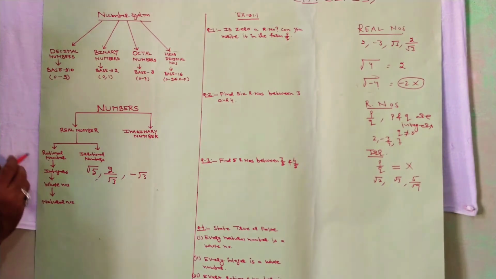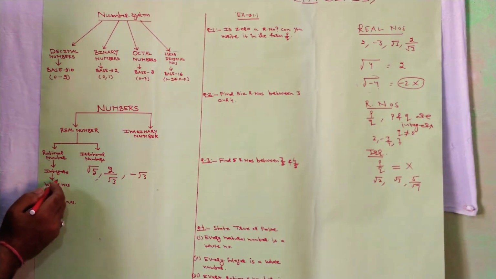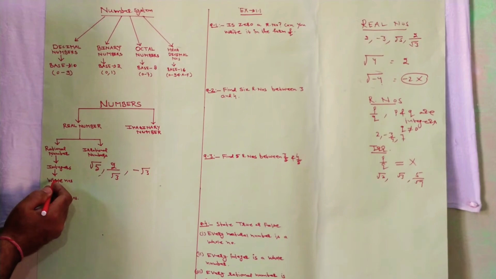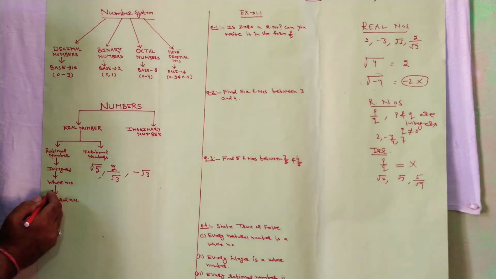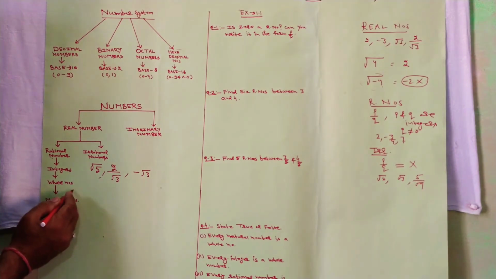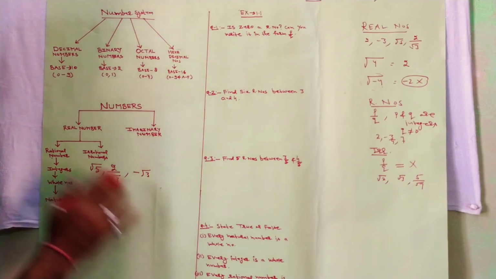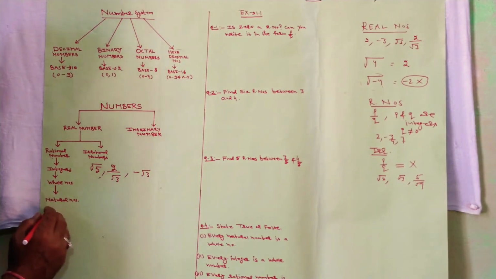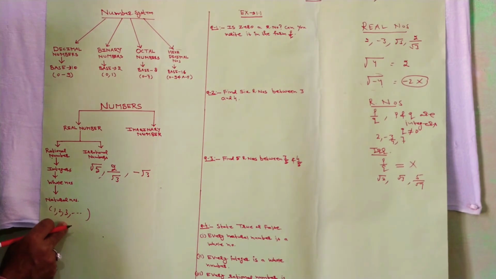Now, the rational numbers are subdivided into integers, whole numbers and natural numbers. What are integers? There are two types of integers: positive and negative. The whole numbers and their negatives are called the negative integers, and positive whole numbers are called the positive integers. Whole numbers, the numbers which are from 0 onward, for example 0, 1, 2, 3, 4, 6, 7, etc. These are all whole numbers. Natural numbers start from 1, as 1, 2, 3 and so on. These are all natural numbers.